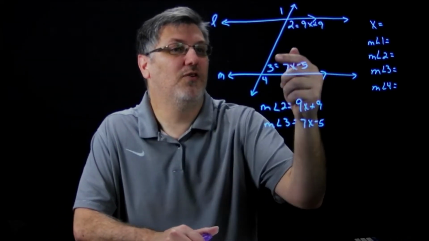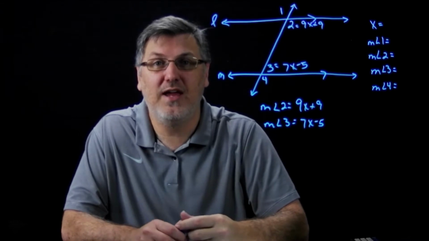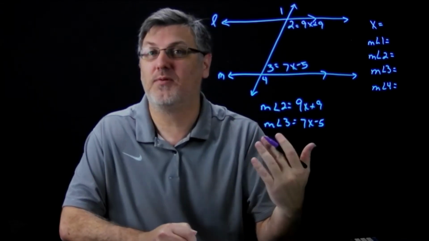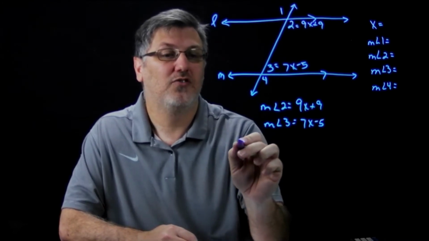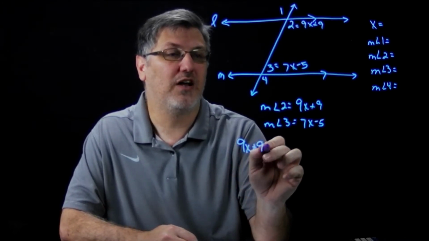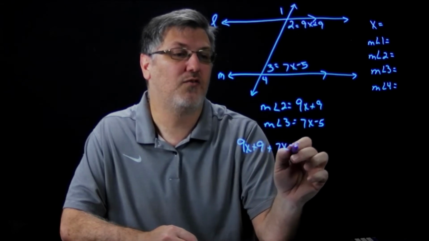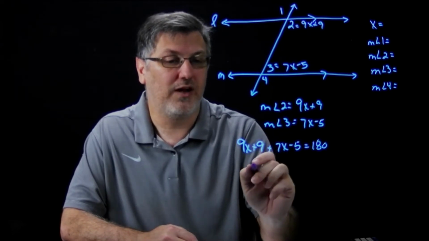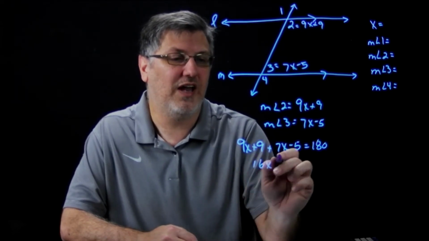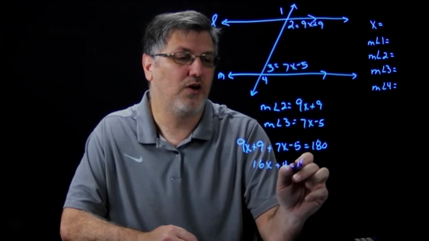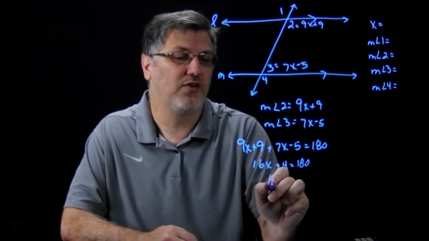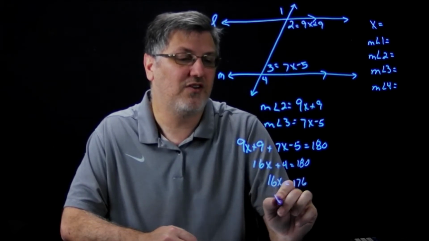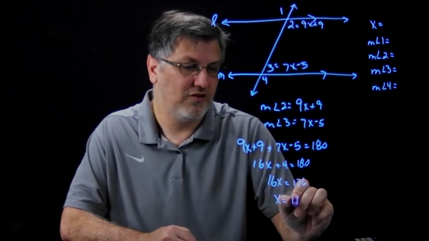Alright, so we know angle 2 and angle 3 are same side interior angles, so they're going to be supplementary. So what we're going to do is simply add these up, and they have to equal 180 degrees. So we can do 9x plus 9 plus 7x minus 5, and that's going to equal 180 degrees because they're supplementary. From here, we're going to combine like terms, and I'm going to get 16x plus 4 equals 180. Subtract 4 from both sides. I have 16x equals 176. Divide by 16, and I get x equals 11.